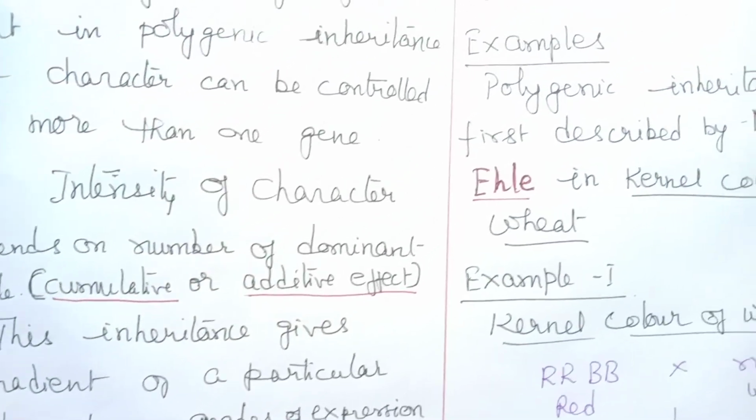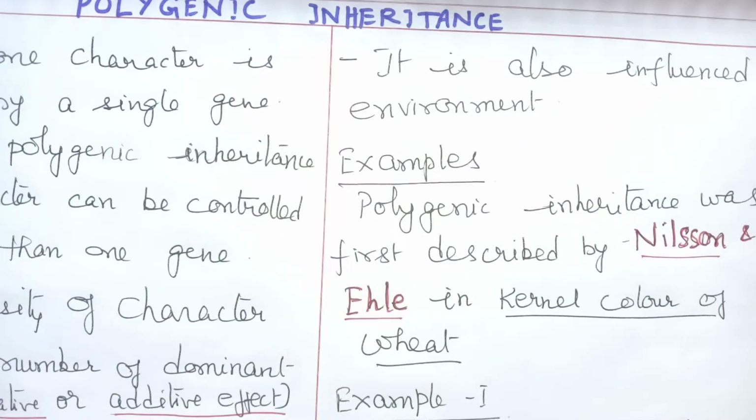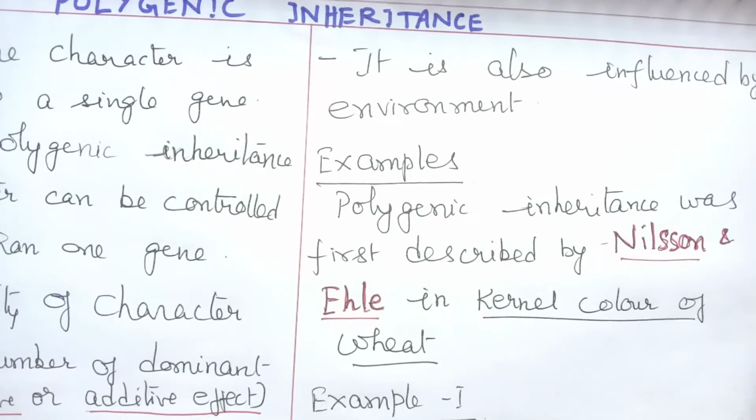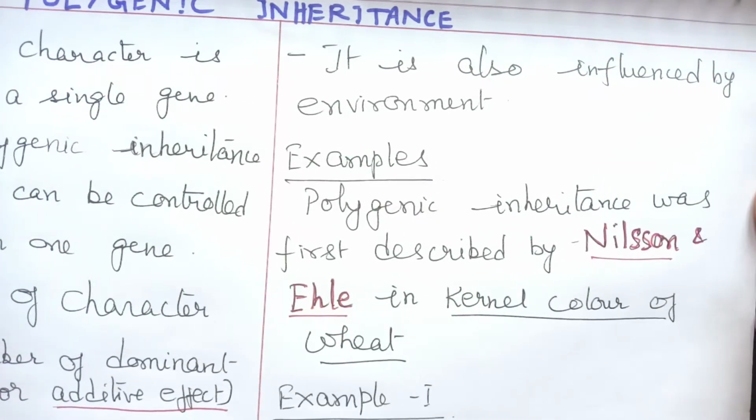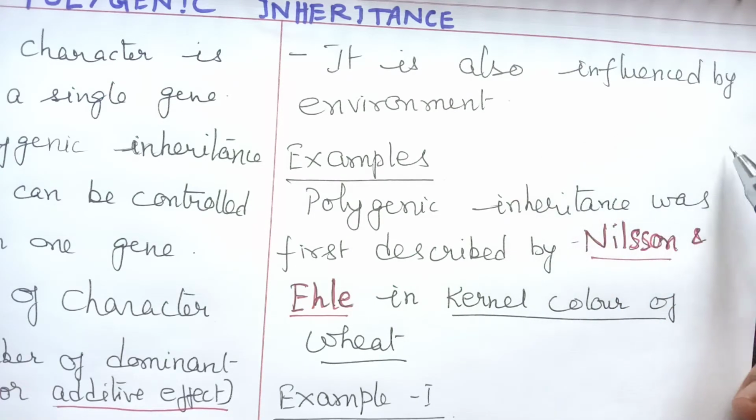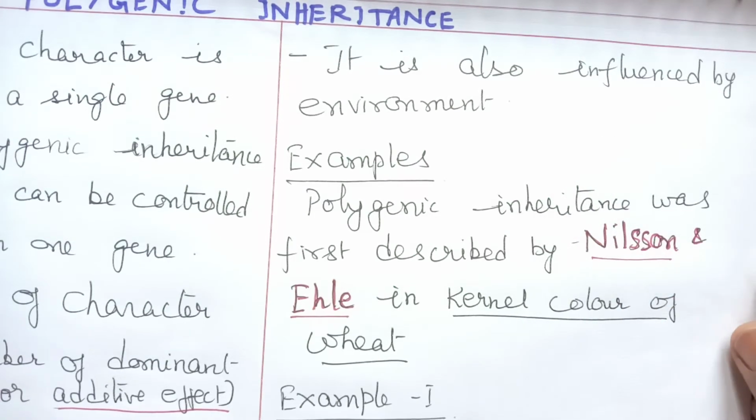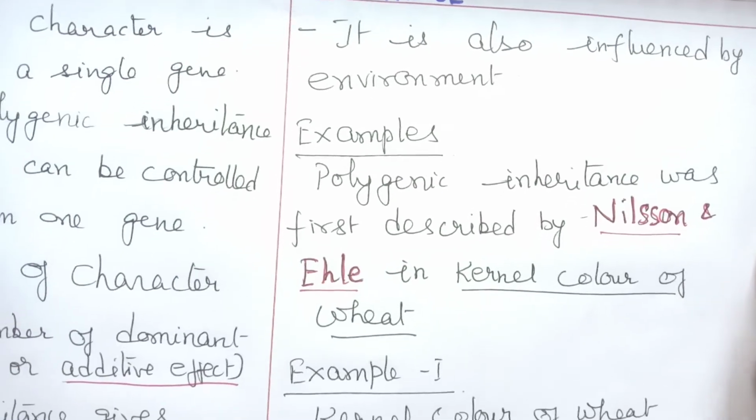And this polygenic inheritance is also influenced by environment. Environment can influence to some extent the expression of these characters. Not only the presence of dominant alleles, but also the environment can influence. So let us understand with some examples here.